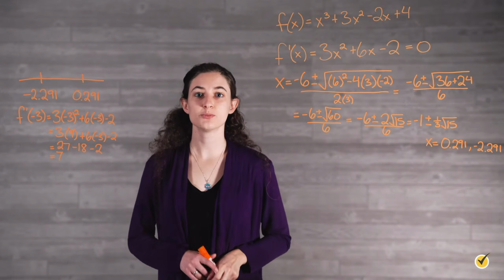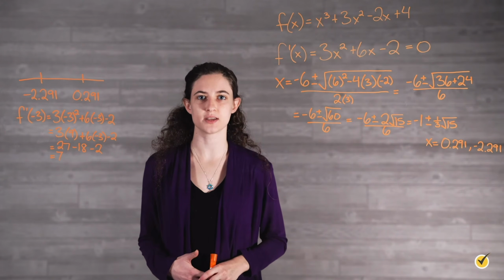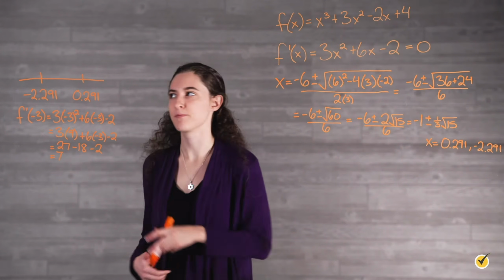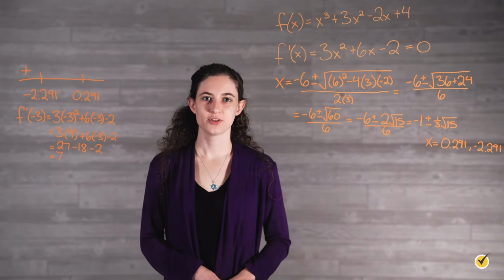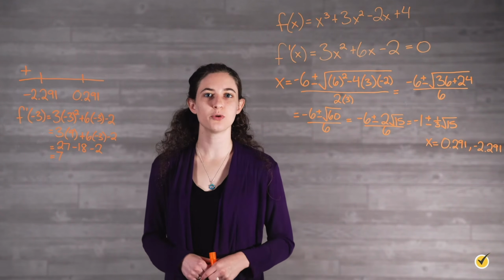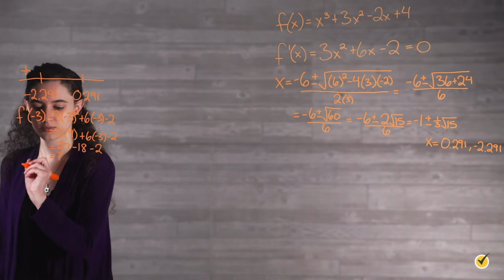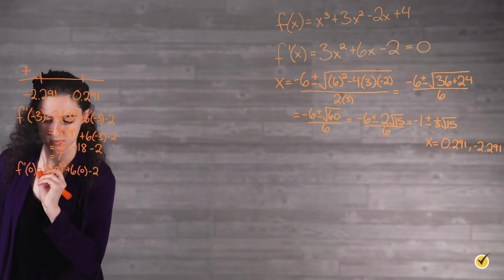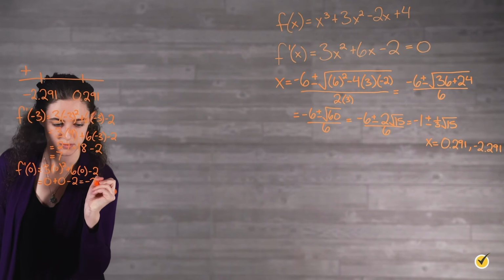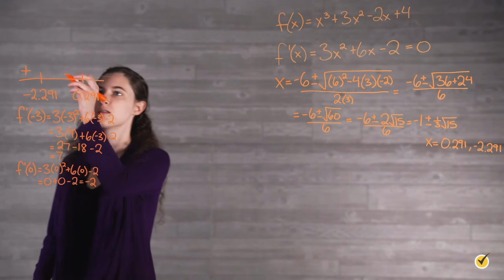Seven is positive, which means the slope when x is less than negative 2.291 is positive. So I'm going to write a plus sign right here. Now we do this for our middle interval. Choose any number between negative 2.291 and 0.291. I'm going to use 0. The slope for this interval is negative, so I'm going to write a negative sign right here.